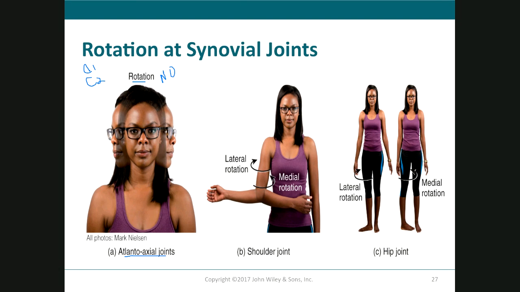At the shoulder, moving away from the center is lateral rotation. You'll also see lateral rotation as external rotation in certain books. So moving it away, and then medial rotation, towards the center, is also considered internal rotation. Okay, so you see this at the shoulder and at the hip joint. Medial moving in, lateral moving out.